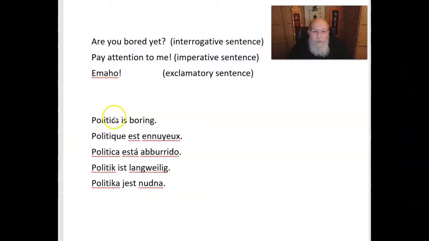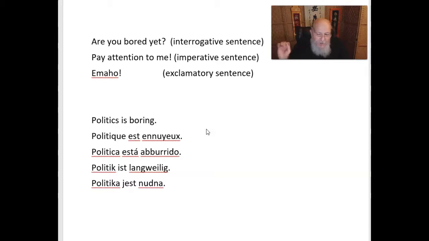Now, we can also distinguish between propositions and the sentences which assert them. So consider the following sentence. Politics is boring. Politik es ennuyé. Politica está aburrido. Politik ist langweilig. Politica jest nudna. Now, all of these sentences express the same proposition, right? They all are saying the same thing or making the same claim.